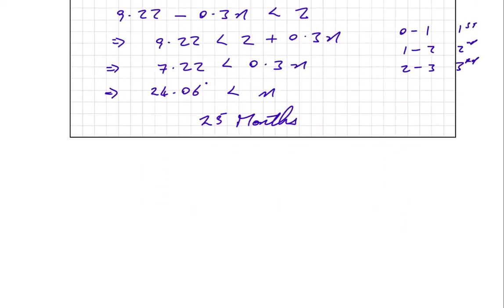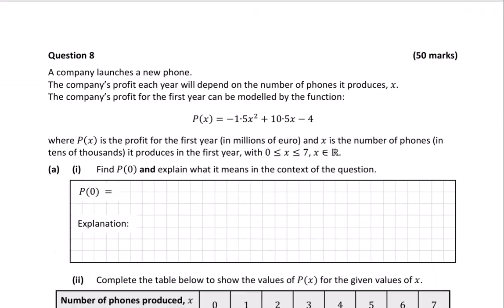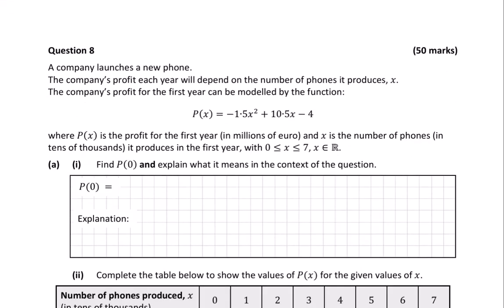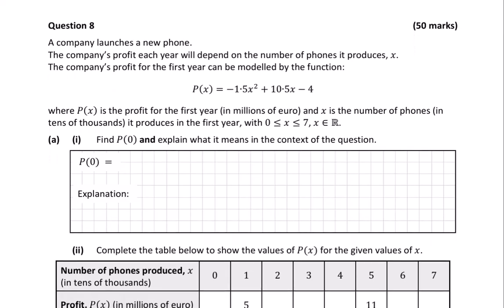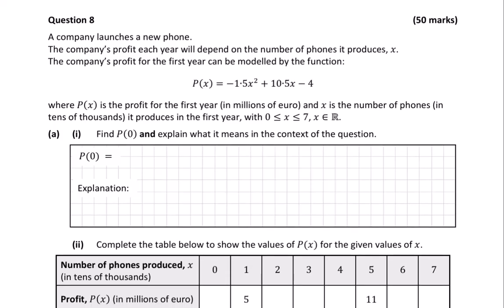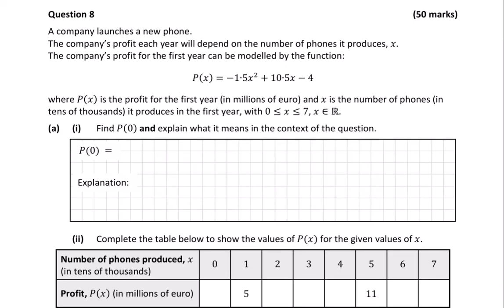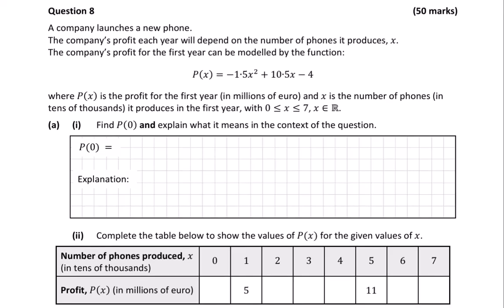Okay, let's look at the next question. Question 8. A company launches a new phone. The company's profit each year will depend on the number of phones it produces, x. The company's profit for the first year can be modeled by the function p of x equal to minus 1.5x squared plus 10.5x minus 4, where p of x is the profit for the first year in millions of euros, and x is the number of phones in tens of thousands it produces in the first year.